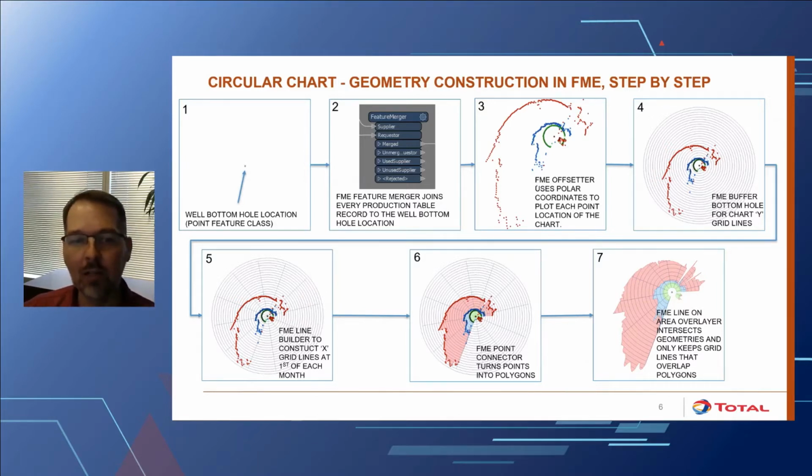Step 5, the FME line builder constructs the time divisions at the first of every month. In step 6, the FME point connector turns our plotted points into polygons. And then in step 7, the FME line on area overlayer intersects all of our geometries and keeps only the lines that overlap the polygons.